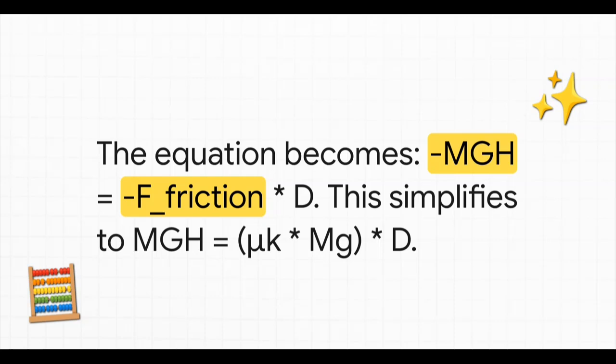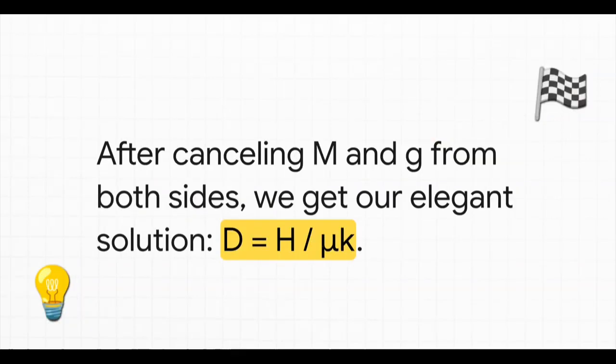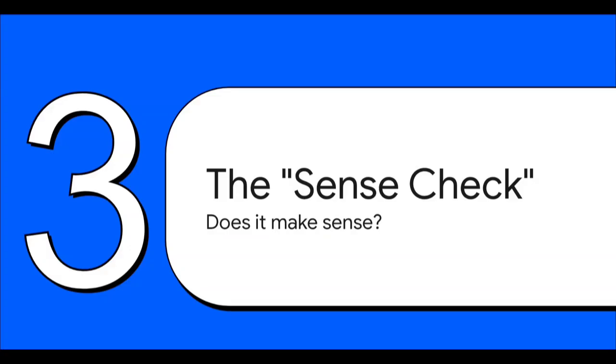And we know the formula for the friction force is just mu k times the normal force. On a flat surface, the normal force is just the block's weight, mg, so we can substitute that right in. So we just cancel out the mass, m, and gravity, g, from both sides, and we're left with this. I mean, how clean is that? The distance the block slides is simply its starting height divided by the coefficient of friction. Incredibly elegant.